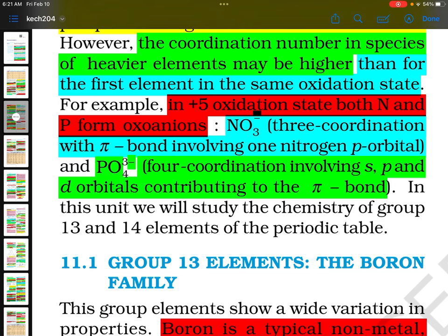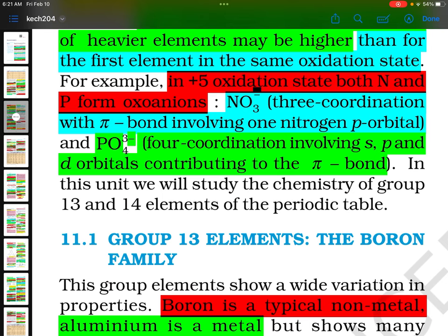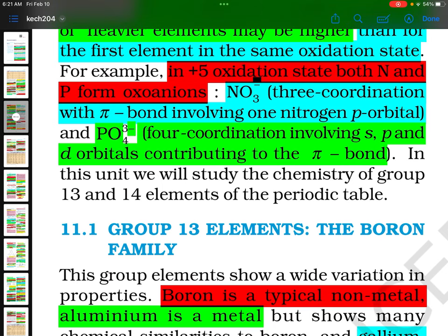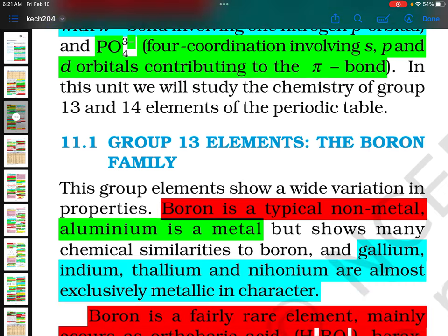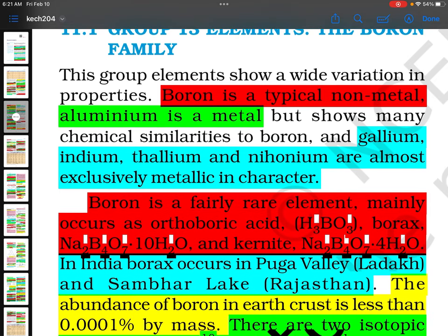In +5 oxidation state, both nitrogen and phosphorus form oxoanions, NO3 minus type. What's happening these days? Now they are giving you these kinds of statements. In +5 oxidation state, both nitrogen and phosphorus form oxoanions. Okay, now that is statement 1. Statement 2, NO3 minus with a pi bond involving one nitrogen p orbital. So such kinds of statements will be given. Don't worry. These are conceptual things you can remember.